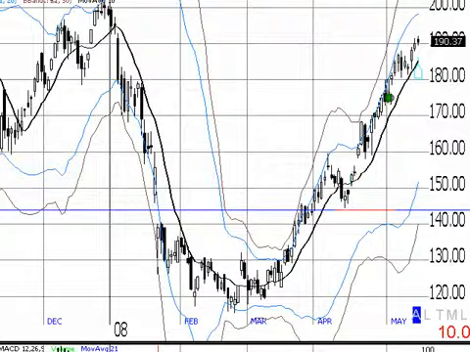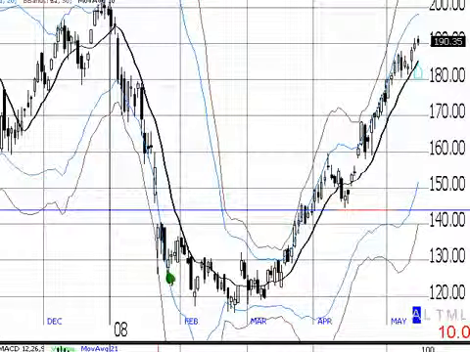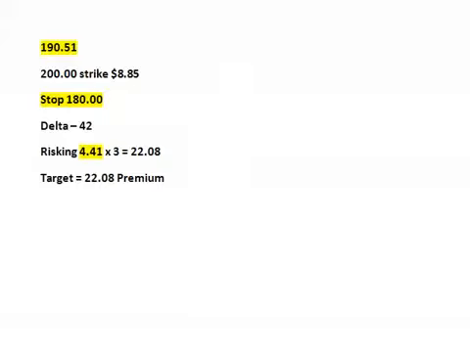And our exit's going to be somewhere in here where we have a justifiable 3-to-1 return on the amount of money we risk. Now we're going to look at how we calculate the money we're risking in an options trade. It's simple. We have a stock price of $190.51. I selected a $200 strike in the options chain, which was not just out of the money, but a little bit more out of the money. I call it 2 legs out of the money. Our stop is 180 as we looked at on the chart. Our delta is .42. So here's what we do.